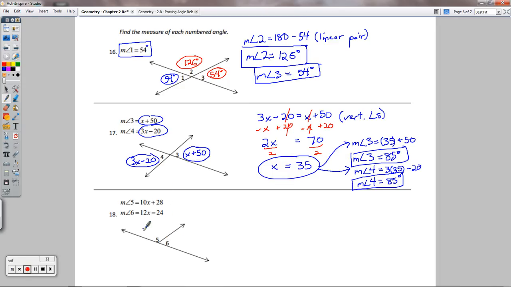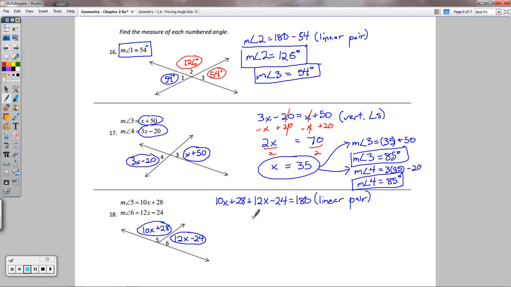5 and 6 in this one. 5 is 10x plus 28. 6 is 12x minus 24. And here looks like 5 and 6 make a linear pair together. So you could say that 10x plus 28 plus 12x minus 24 would have to be 180 degrees. The reason for that, they form a linear pair.